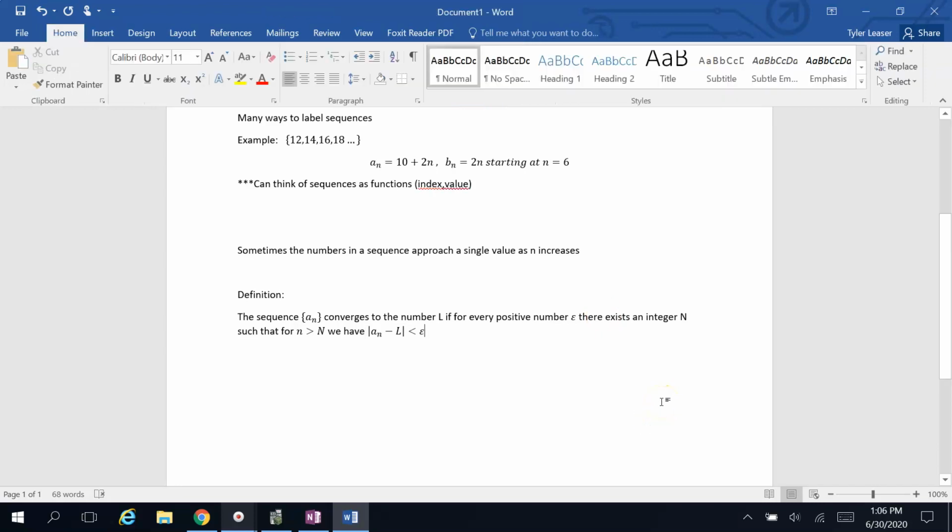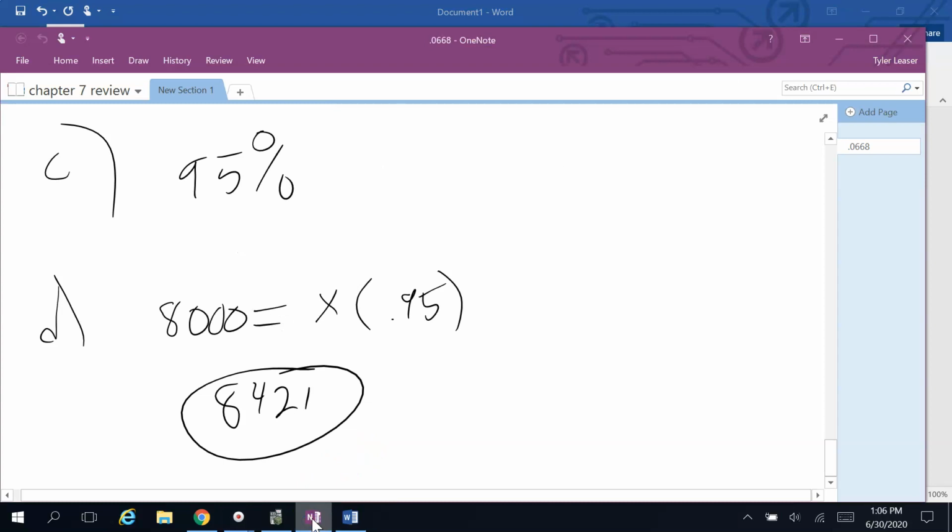All right, and I'll explain what this is with a picture. Just to read through it again: the sequence a sub n converges to the number L if for every positive number epsilon there exists an integer N such that for n greater than N, we have the absolute value of a sub n minus L is less than epsilon. So I'm going to go over to OneNote here and map this out. Make sure you have this definition written down in front of you.